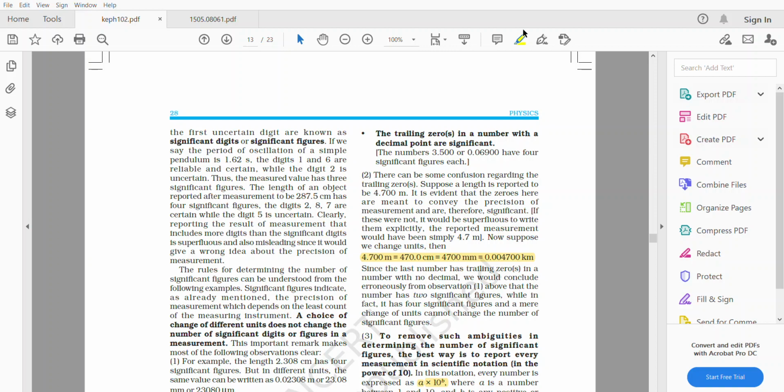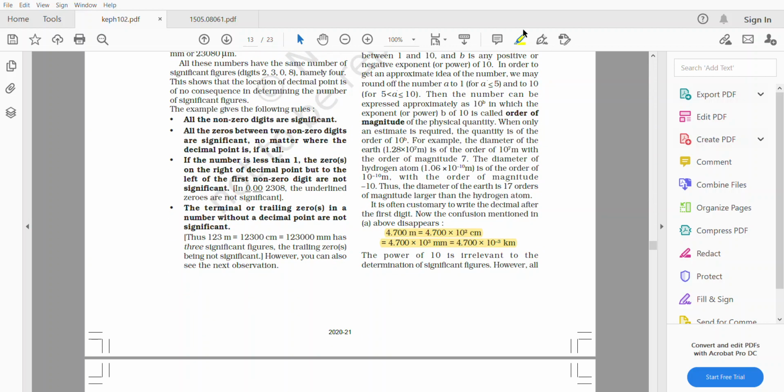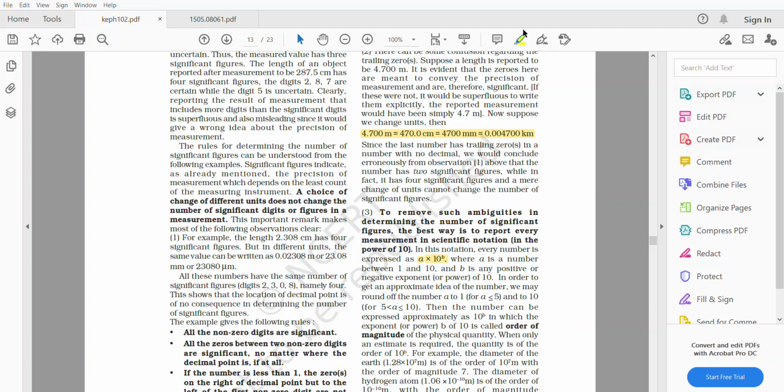Basic rules for that are given here. I think you should be able to go through this without me doing much, but I have to stress one point here, the third point: to remove such ambiguities in determining the number of significant figures, the best way is to report every measurement in scientific notation.